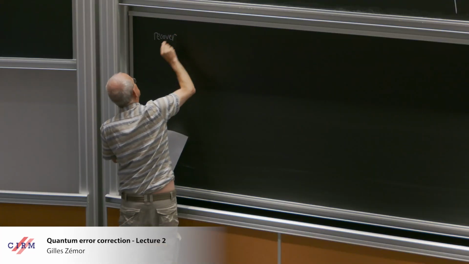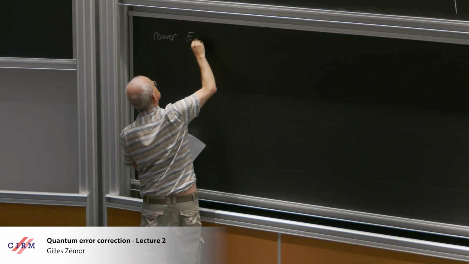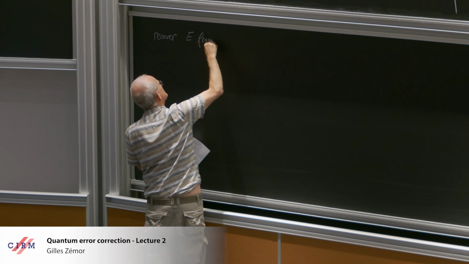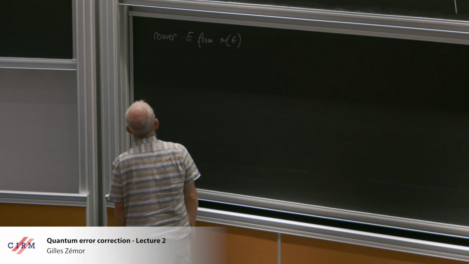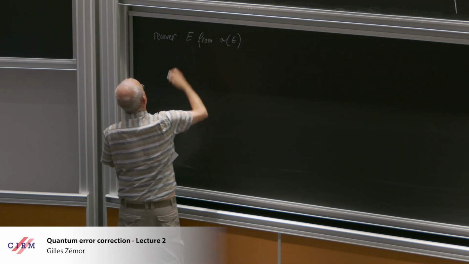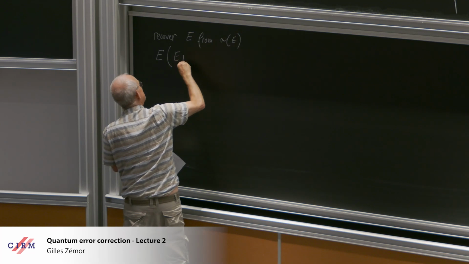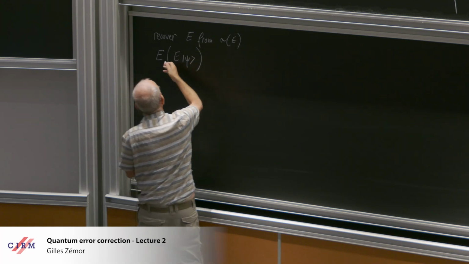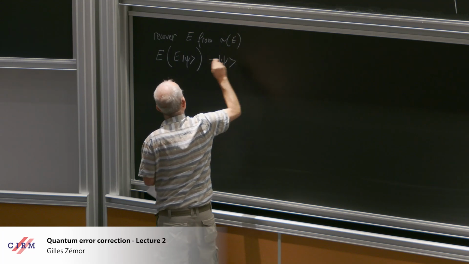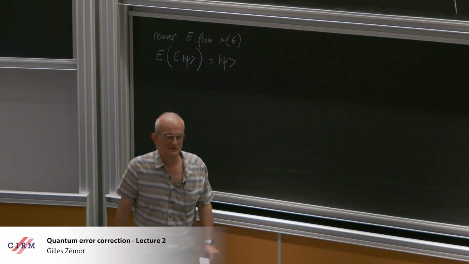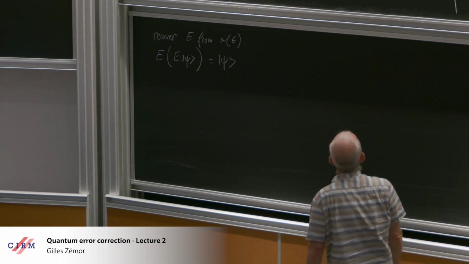And the goal of decoding now is to recover E from the syndrome of E. And then, once we have E, we can apply it again to E times psi. But E squared is the identity. So we recover the original encoded state, psi.